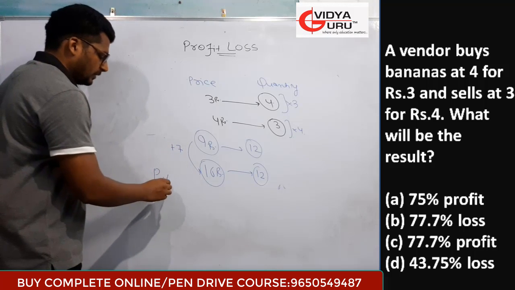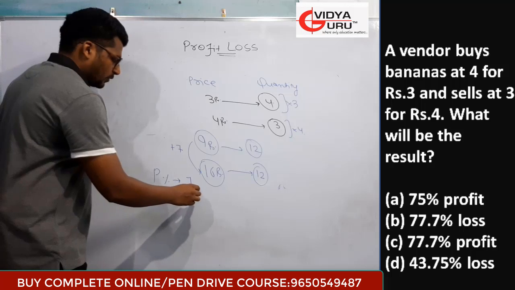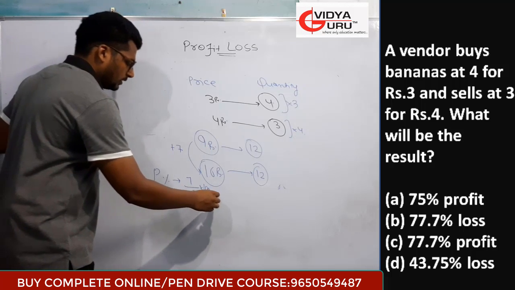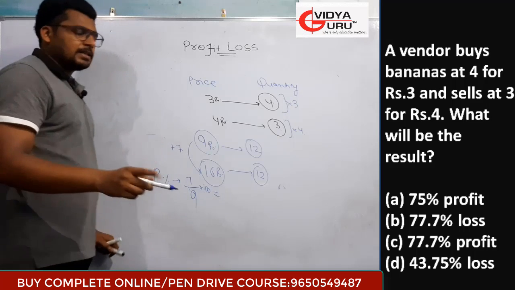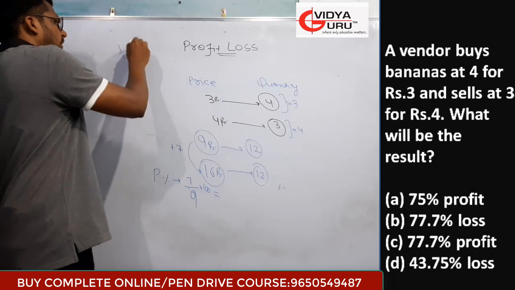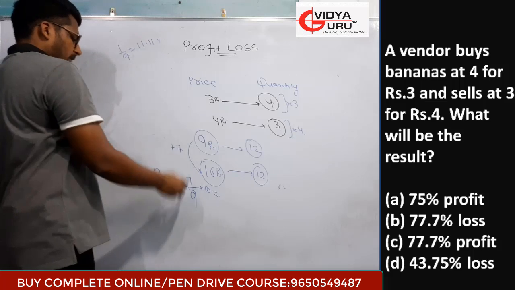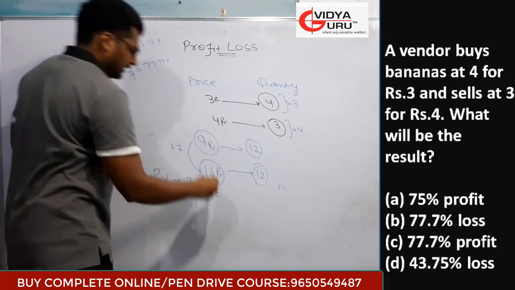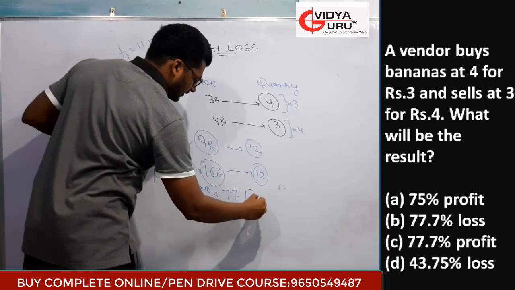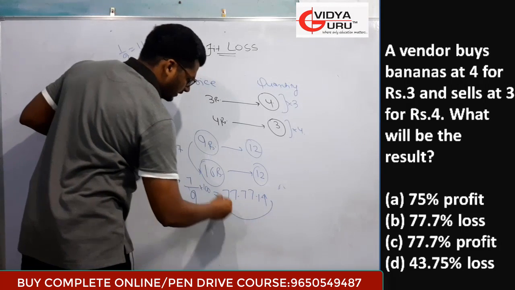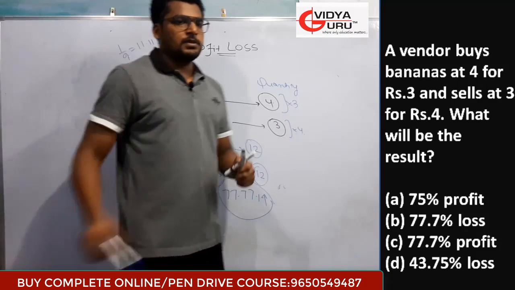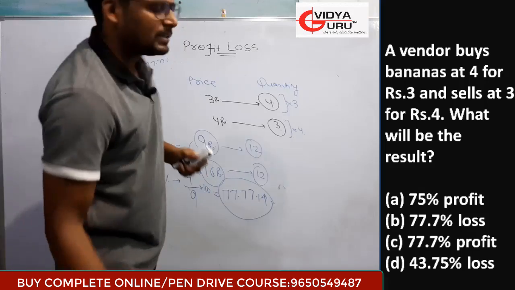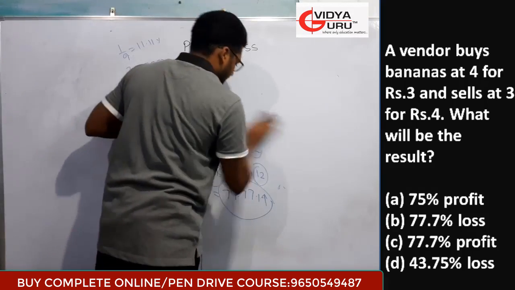Profit percentage will be 7 profit on what CP? On 9, into 100. 1 by 9 is 11.11%. Then what will be 7 by 9? 7 times 11.11 will be 77.77% profit. Coming on to our next question of the same type, but some additional things are asked in that.